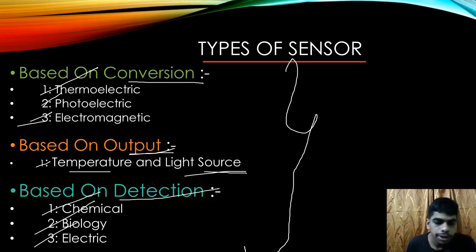And when you come to the detection points, chemical, biological, and electrical. So chemical sensor means you can simply say which is able to transform the chemical data into valuable signals, valuable output signals. Okay, which can be taken as a chemical sensor.